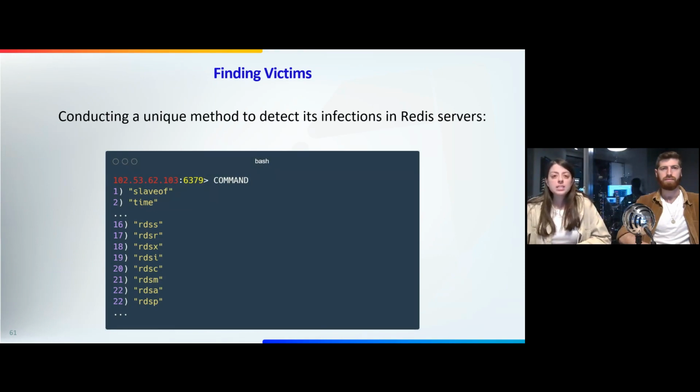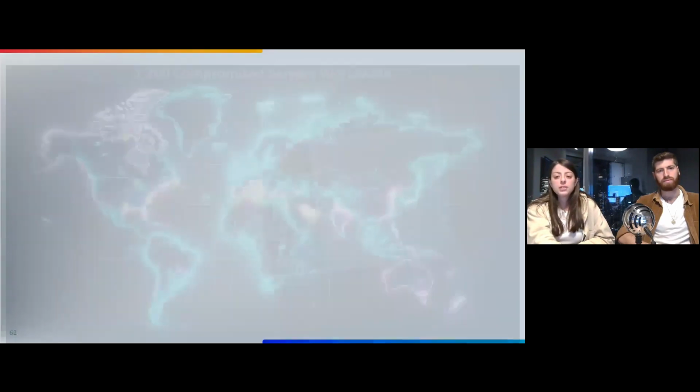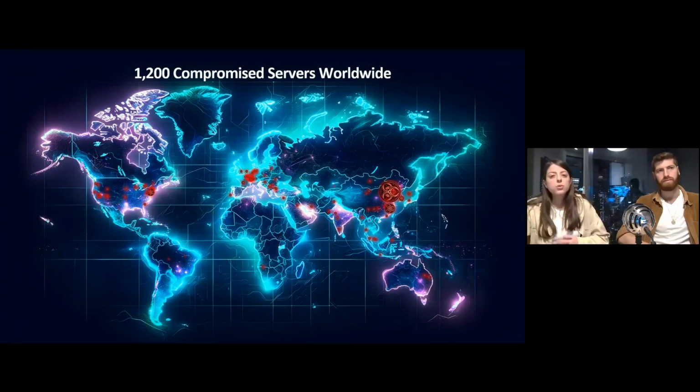You can see here an illustration of an infected Redis server. As you can see, we executed a command which prints all the available commands on the instance. At the beginning, you can see the default commands like slaveof and time. And at the end, you can see the RDS custom commands like RDSS, RDSR, etc., which indicate that the server was infected. Using this method, we scanned the network in order to find infected Redis servers, and we revealed that 1,200 servers were compromised due to this attack. And you can see that the servers are located worldwide.